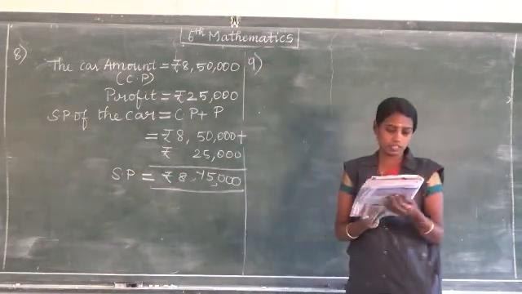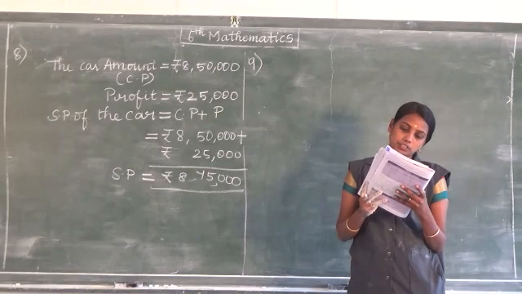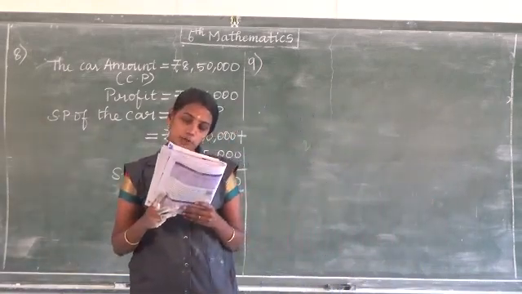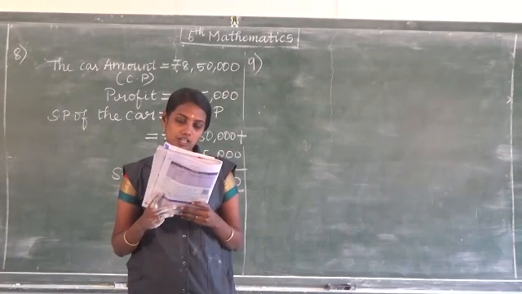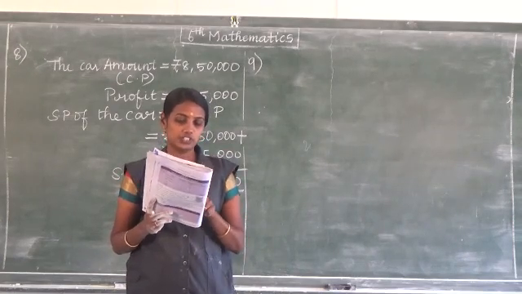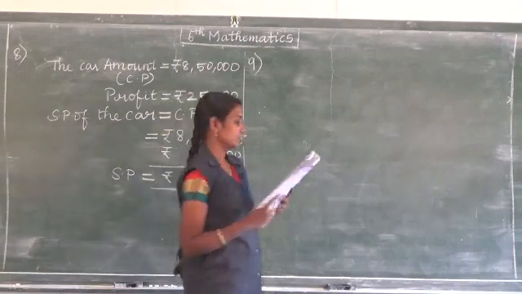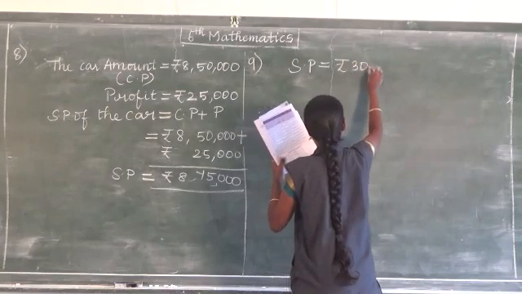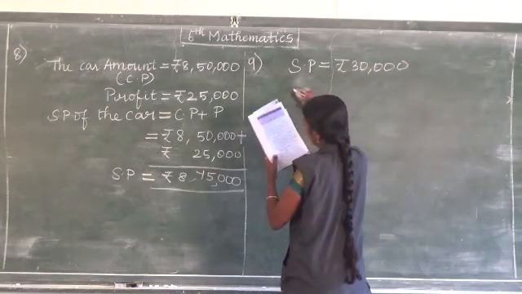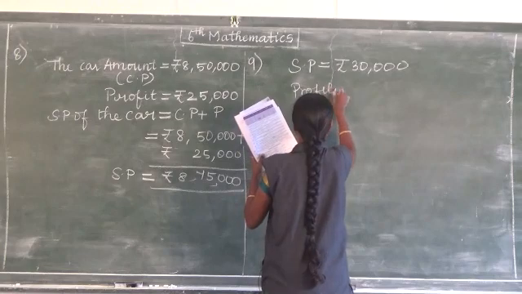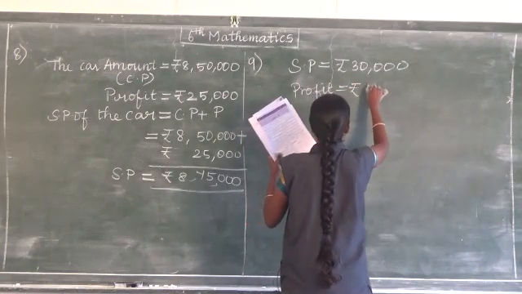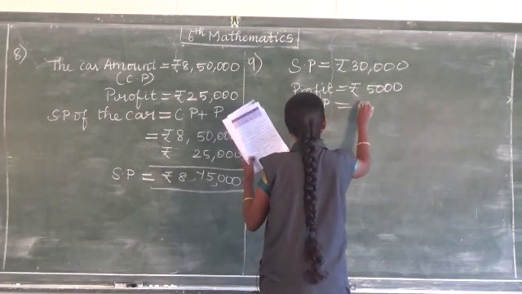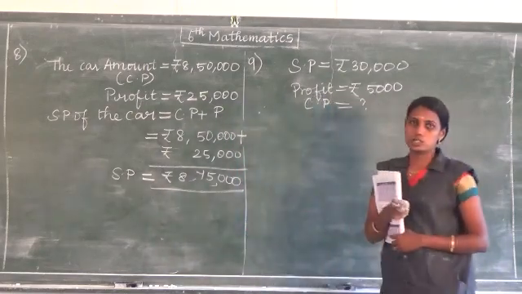Question number 9. Valarmadi sold her pearl set for rupees 30,000 at a profit of 5,000. Find the cost price of the pearl set. Okay, selling price is 30,000. Profit is rupees 5,000. Find the cost price.